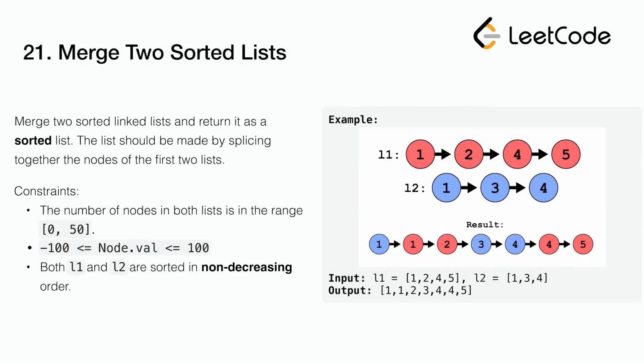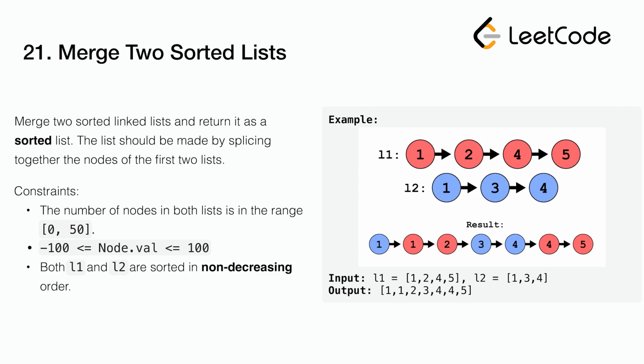Welcome to this LeetCode video solution to problem 21, merge two sorted lists. The problem gives us two linked lists, which are sorted in increasing order. We are to merge the two lists into one large sorted list, and this is to be done by splicing the nodes of the two lists together instead of copying the values into a new list.